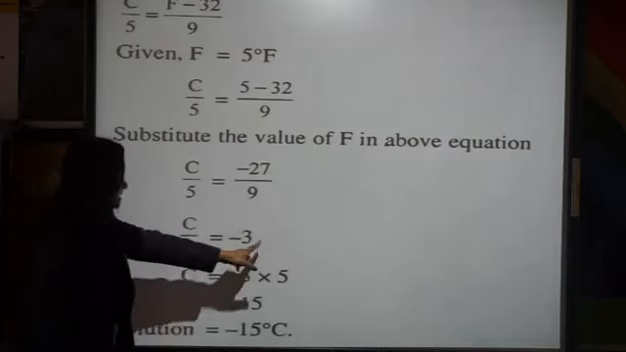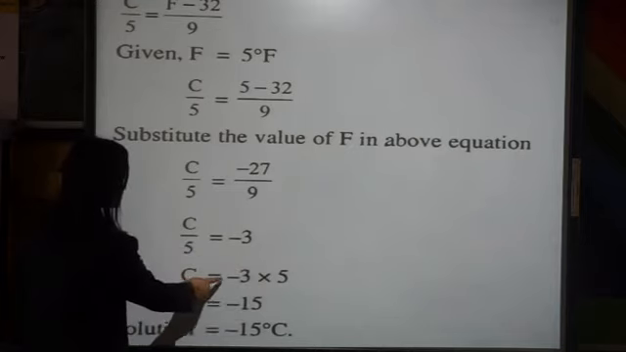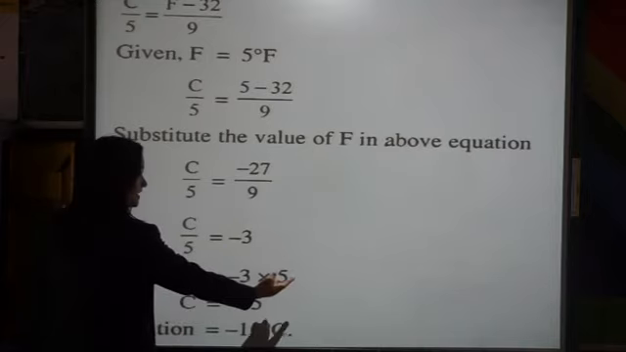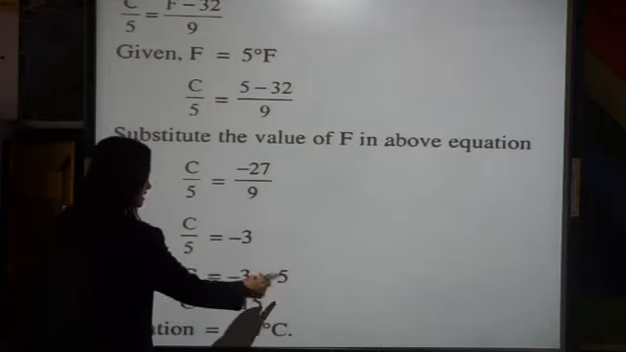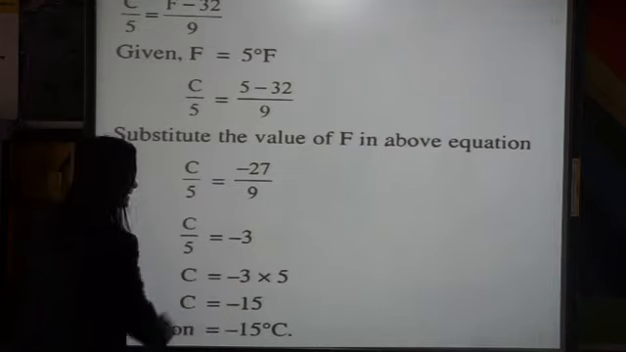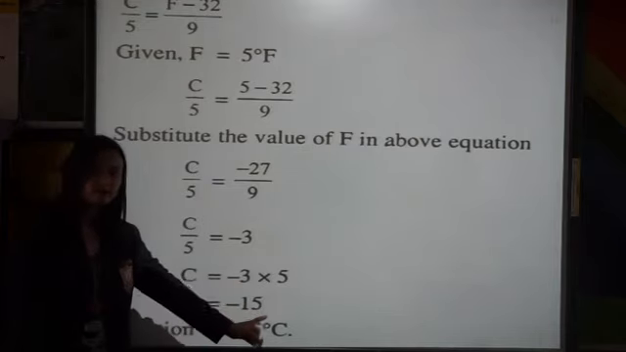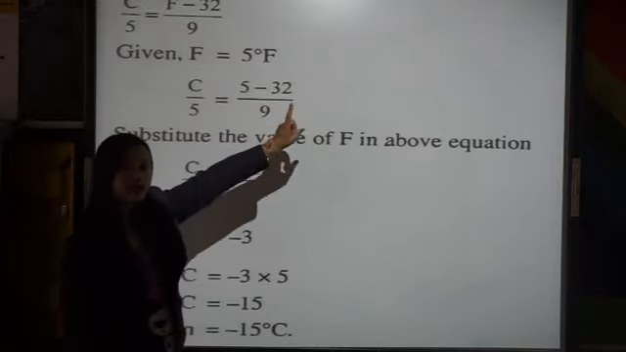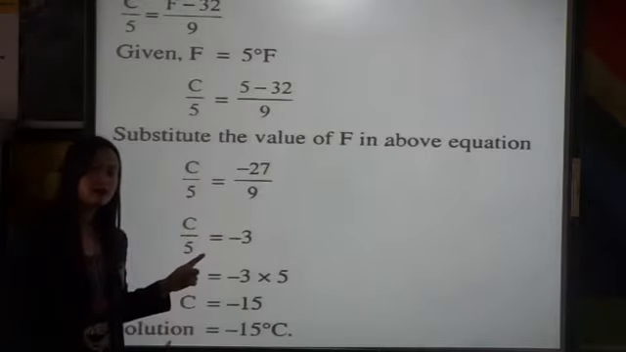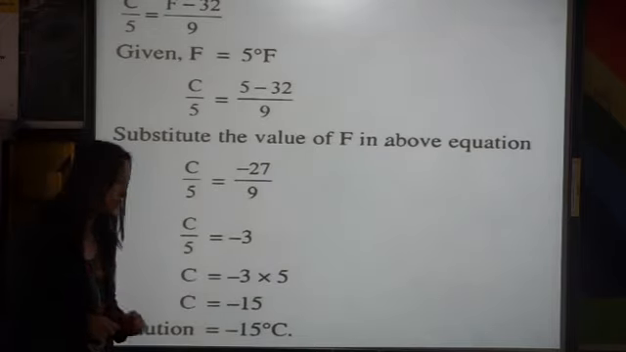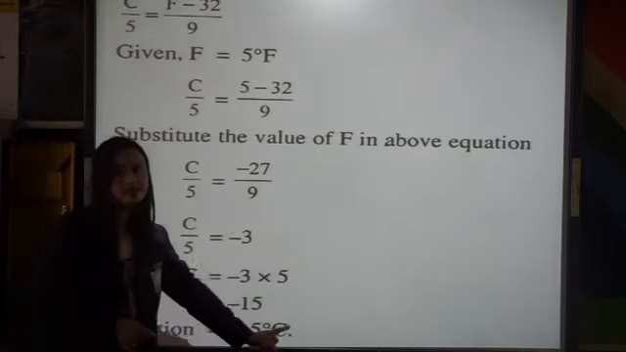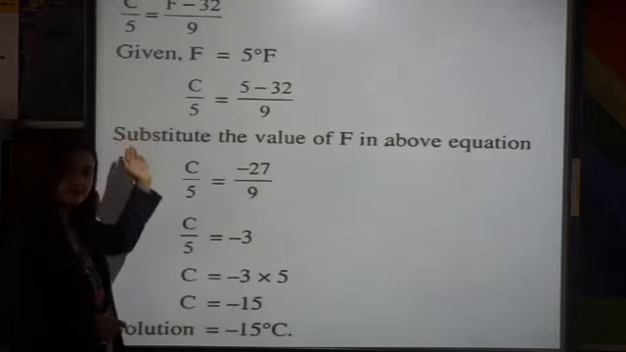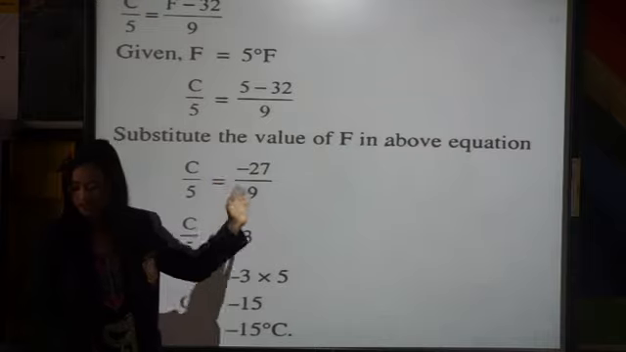So this 5 goes that side. So C equals minus 3 and 5 in the division form. When it goes to the other hand side, it will be in the multiplication form. So when you multiply, what do you get? Minus 15 degrees Celsius. That means when you convert 5 degrees Fahrenheit to Celsius, the value is minus 15 degrees Celsius. So this is how we convert Celsius to Fahrenheit and Fahrenheit to Celsius.